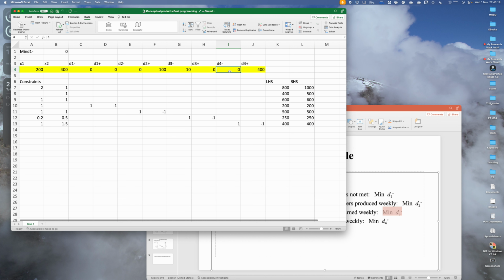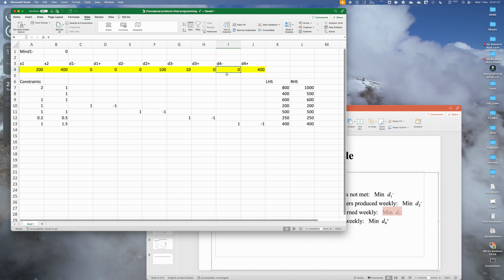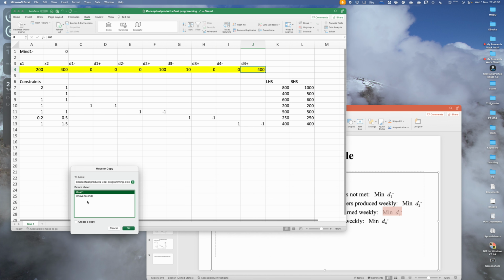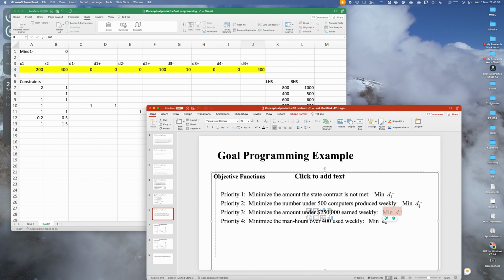Similarly, D4 negative is 0, which means I am not underachieving. Actually, I wanted to underachieve because I had a maximum of 400, so D4 negative is 0. It is saying you are not underachieving, actually you are overachieving the goal. D4 positive is 400, so instead of 400, I am actually using 800 hours because I am overshooting by 400 here, D4 positive. So right now I've solved for goal 1. What I can do is copy this sheet again and solve it for goal 2. Now goal 2 is to minimize D2 negative.